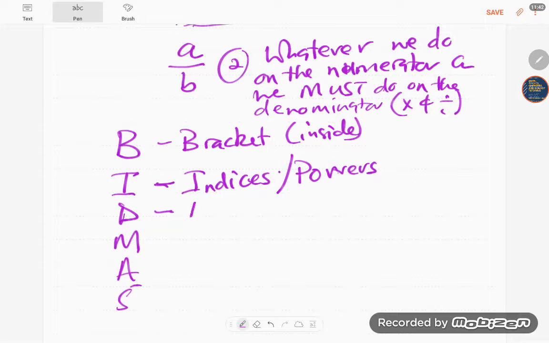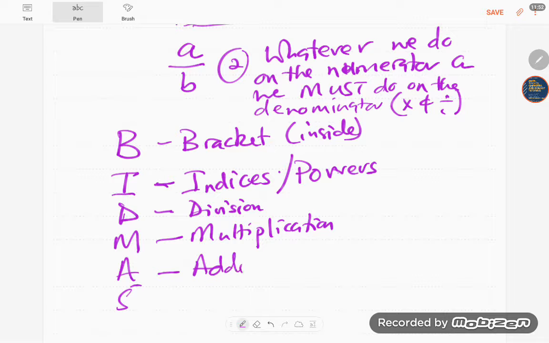And then the D goes for division, multiplication, addition, subtraction. Like that.